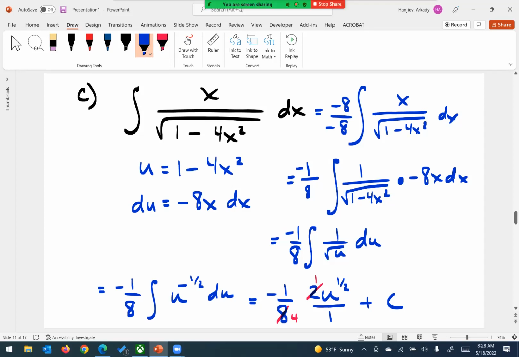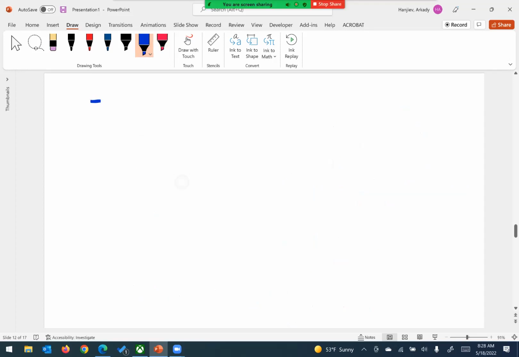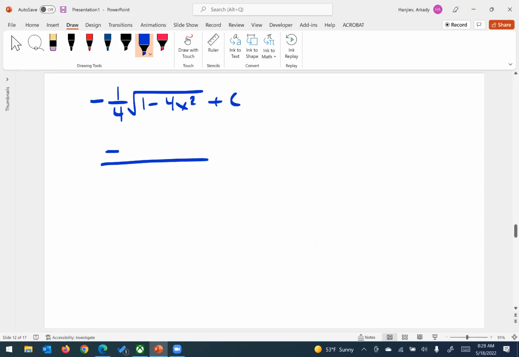So I got negative 1/4 multiplying now. The 2's canceled, right? And there's a 1 on the bottom, so that goes away. So this is just going to be multiplied by the square root of 1 minus 4x squared plus c. And to make it look a little nicer, how about a negative on top? Negative square root of 1 minus 4x squared over 4 plus c. Okay, good there.